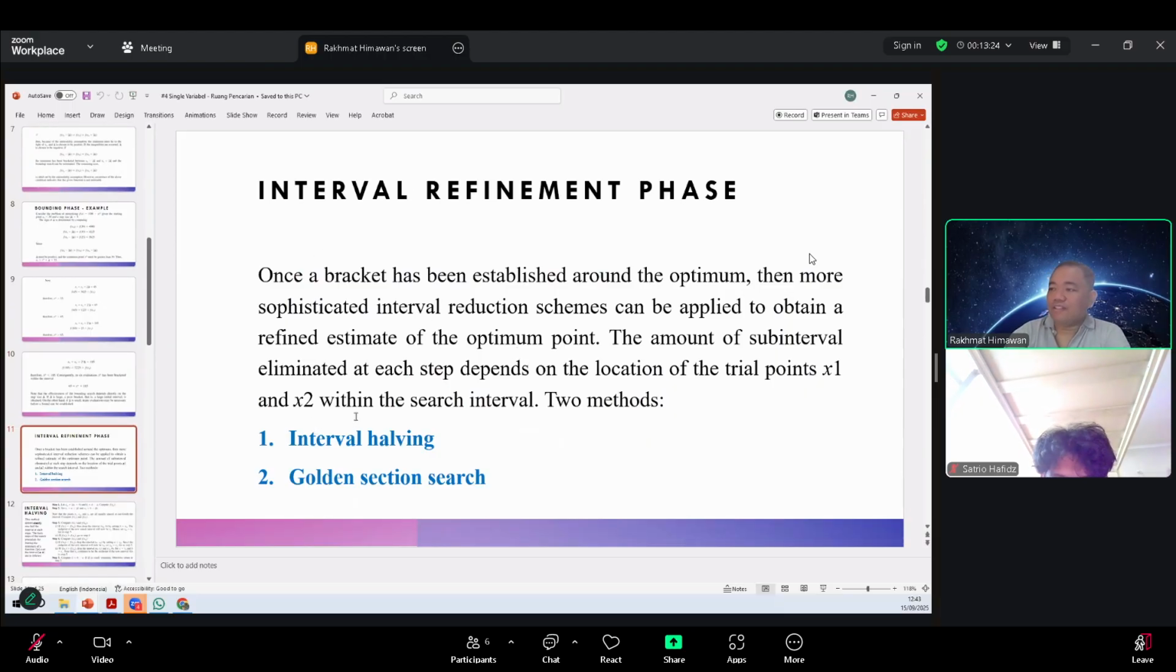After that, we have this interval halving and golden search for the interval refinement. So after you have the A and B, you want to make it small, small enough, hopefully so you can find the x star. But if it's too difficult, at least it's very small compared to A and B like this. It's going to be like this.